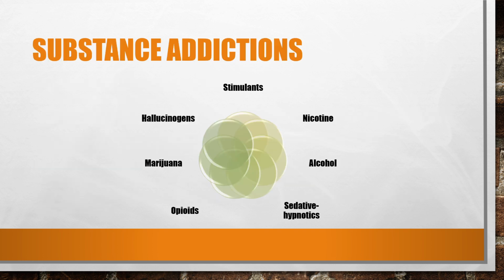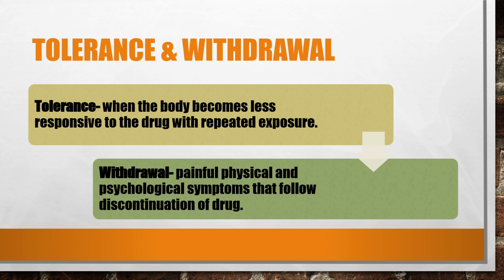So, different types of substance addictions: stimulants, hallucinogens, nicotine, marijuana, alcohol, opioids, and even sedative hypnotics. Just to make sure that we understand some of the terms, if you hear the word tolerance, what does tolerance actually mean? It's when the body becomes less responsive to the drug with repeated exposure. Withdrawal: painful physical and psychological symptoms that follow the discontinuation of a drug.